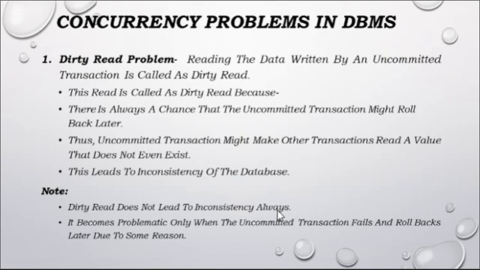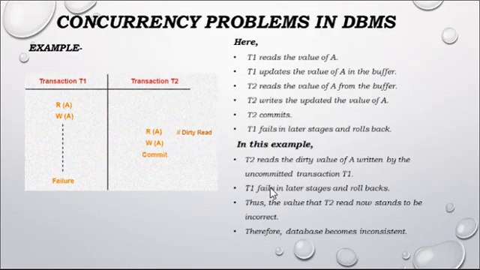Dirty read does not always lead to inconsistency. But in a situation when the previous uncommitted transaction fails, then our transaction will be in an inconsistent state. It becomes problematic only when the uncommitted transaction fails and rolls back due to some reason or a failure. Fine.